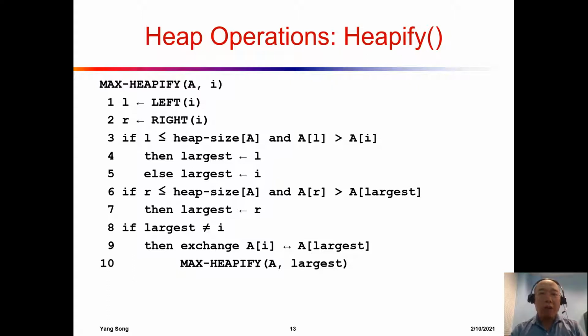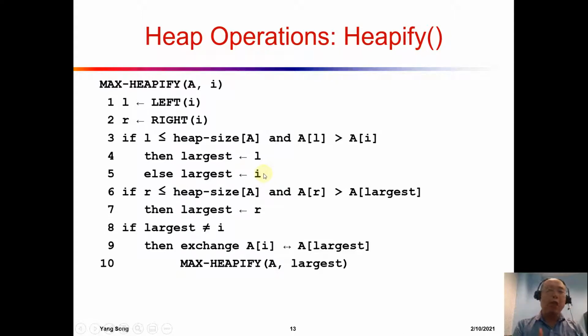So let's see how we can do the Heapify. For the Heapify, we grab the left child and the right child, and we assign them to L and R. Then we want to make sure that the left child is smaller or equal to the heap size of A, because we have to make sure there is really such a node in the heap. And if so, we check if the value of the left child is greater than the parent I. If so, the largest will be L, and otherwise the largest is I.